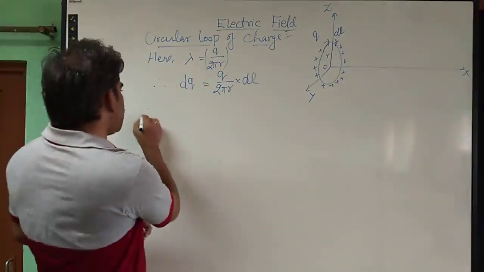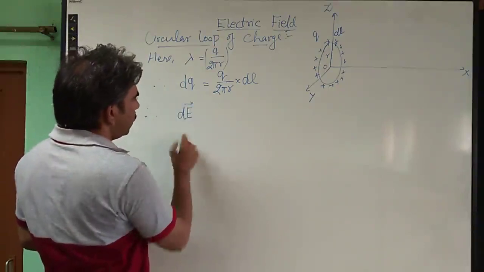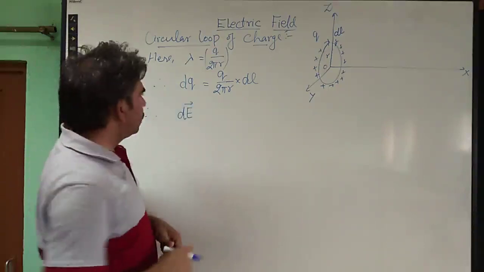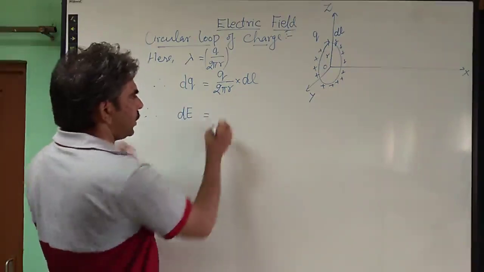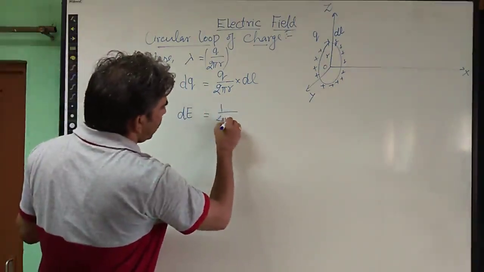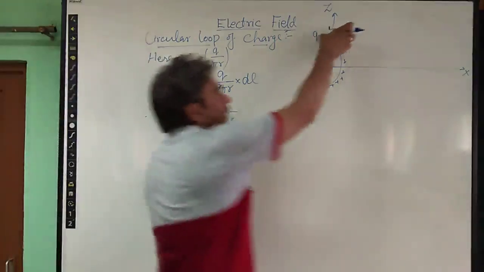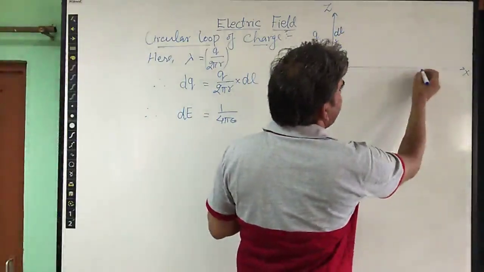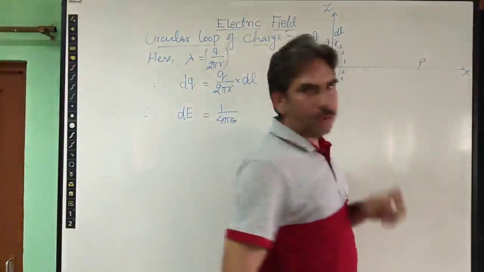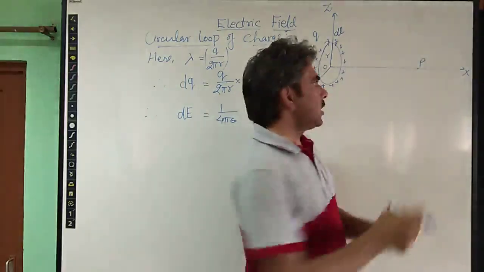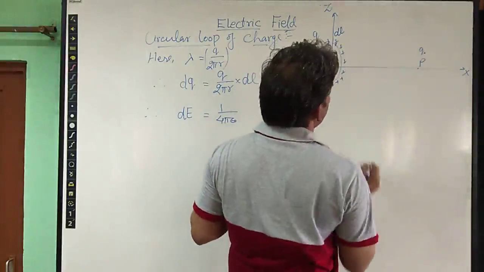So what is the electrostatic field due to this small charge, or we can say length element? We are willing to calculate the electric field due to this length element at this point. Let this point be P. This is the point of observation, where we are placing some test charge q naught of very small, negligible magnitude.